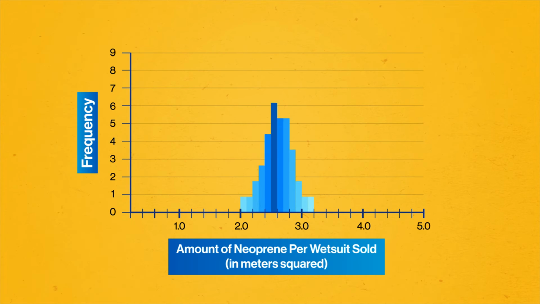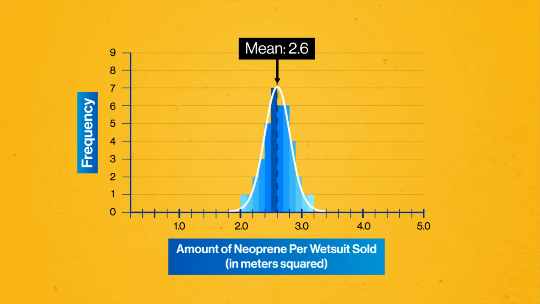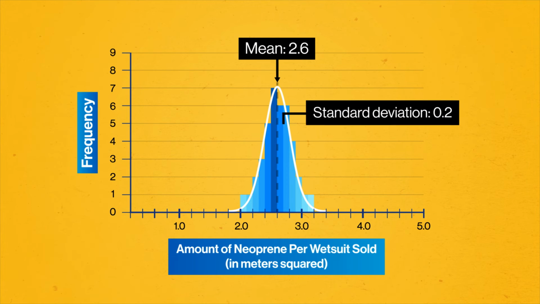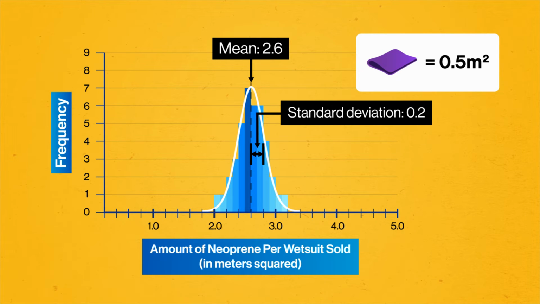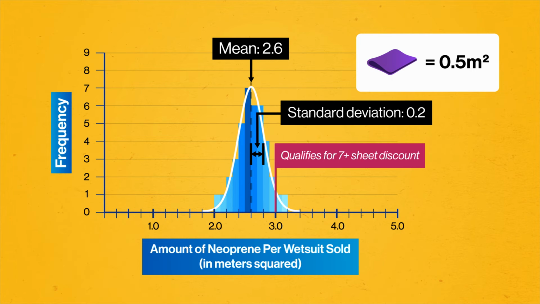And since the material for each wetsuit depends on the size of the person, the amount of material she's used for each suit also follows a normal distribution. From her customer records, the distribution of the neoprene has a mean of 2.6 meters squared and a standard deviation of 0.2 meters squared. We then need to know how the amount of neoprene corresponds to the number of sheets Aria orders. Well, the sheets come in units of half a meter squared, so if a customer needs more than 3 meters squared, it takes 7 or more sheets.